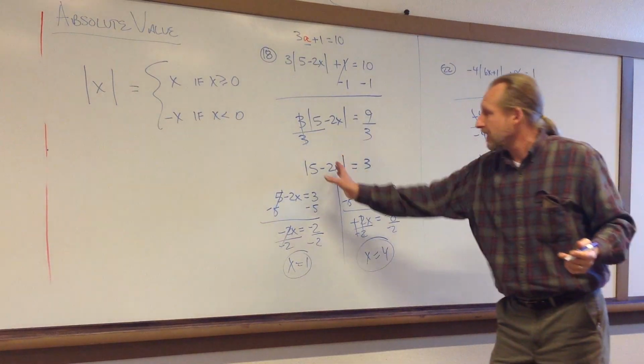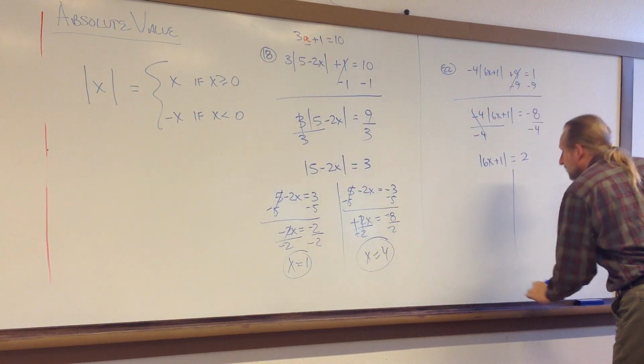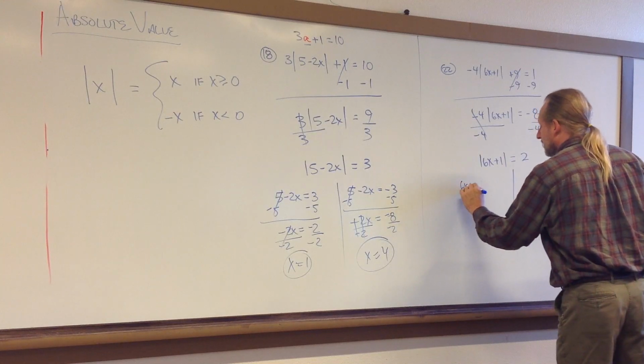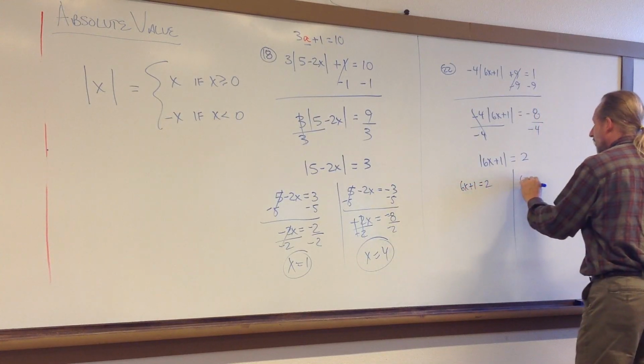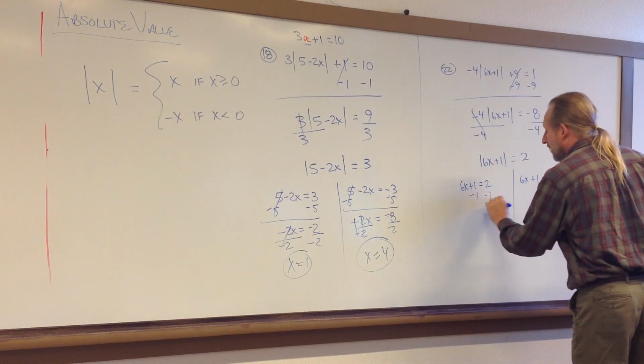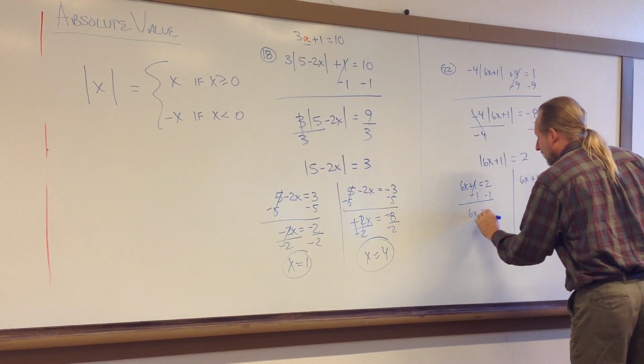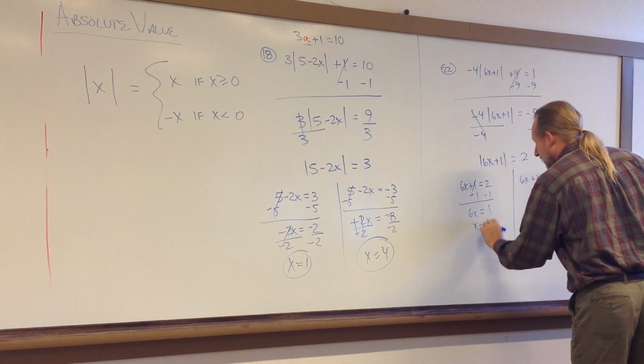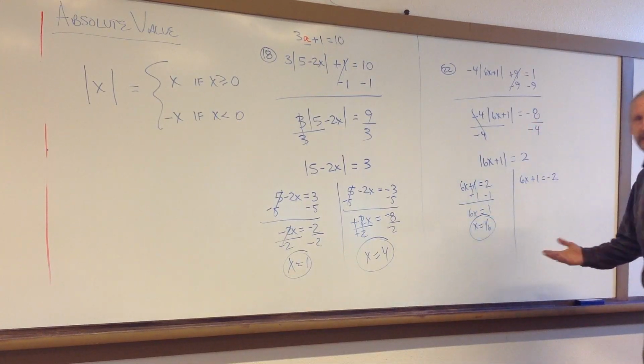We've got the absolute value by itself, so now it's time to split it in half. 6x plus 1 equals 2, or 6x plus 1 equals negative 2. And then we just have to get the variable by itself. In this case, x is 1/6.